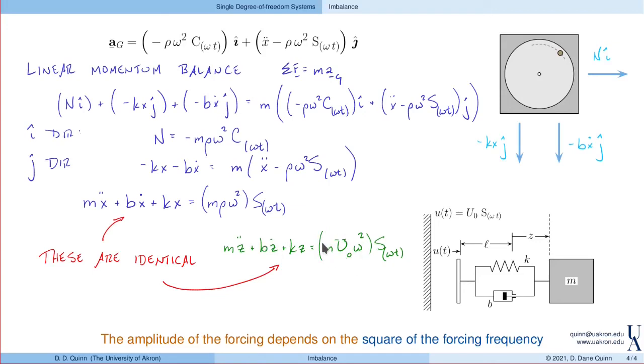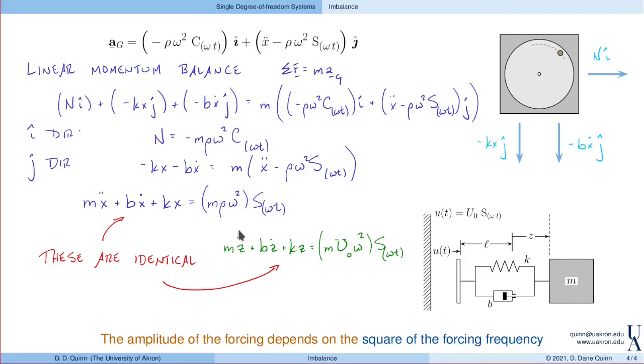The amplitude of the forcing, in both of these, depends on the square of the forcing frequency. Here rho is the eccentricity, and u naught is the amplitude of the base motion, but they play the same role. We even have sine omega t in both. So in both cases, the amplitude of the forcing depends on the square of the forcing frequency. And we've already done a lecture that described the response of systems that take this form. So both of these are examples of frequency squared excitation, and that general solution can be used in either case.